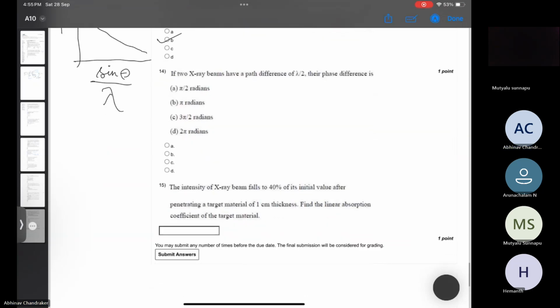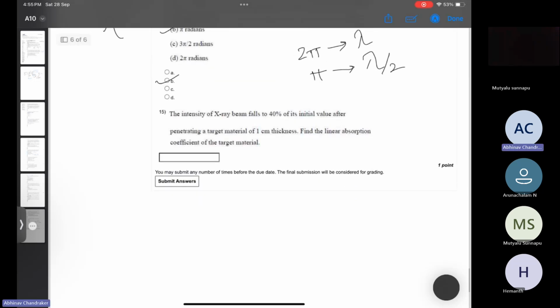Question 14. We have two X-rays having a path difference of lambda by 2. Their phase difference is, so 2 pi, I have told you, 2 pi phase difference corresponds to a path difference of lambda, one wavelength. So lambda by 2 should correspond to a pi radian phase difference. Answer is B. Question 15. An X-ray beam falls to 40% of the initial value after penetrating a target material of 1 centimeter thickness. Find the linear absorption coefficient of the target material.